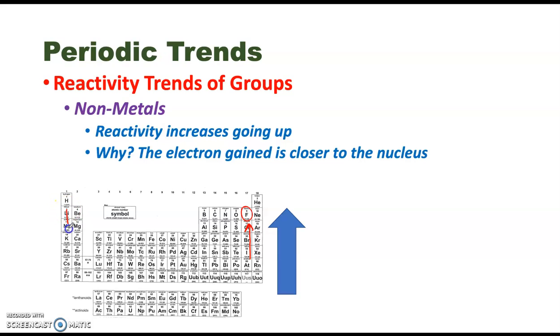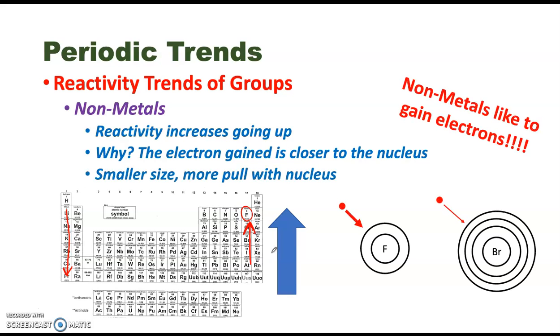As I go down, they get bigger. There's more shells, bigger atoms. The electron is further away. It's easier to lose it. The opposite's true. As I go up, they get smaller. They get better at gaining electrons. The smaller you are, the easier it is for your nucleus to pull in and grab a negative electron. So smaller size, you get more pull with the nucleus. Smaller nonmetals are better at picking up electrons.